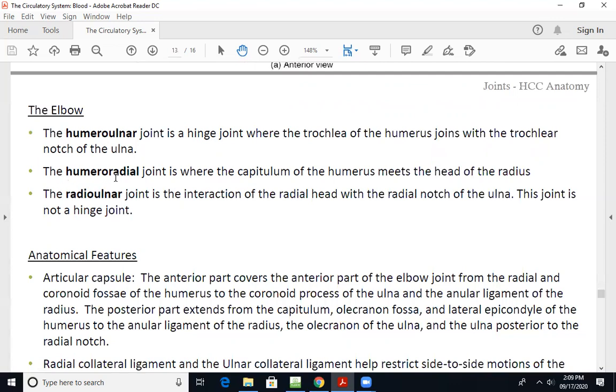Okay. The humeral radial joint is probably the least important of the three joints here. It's just the point of attachment where the capitulum of the humerus meets the head of the radius. The radial ulnar joint is the interaction of the radial head with the radial notch of the ulna. It says here not a hinge joint, but this is a very important joint because that's the one that allows you to supinate and pronate. In other words, to turn your palms forward or backwards, anterior, posterior.